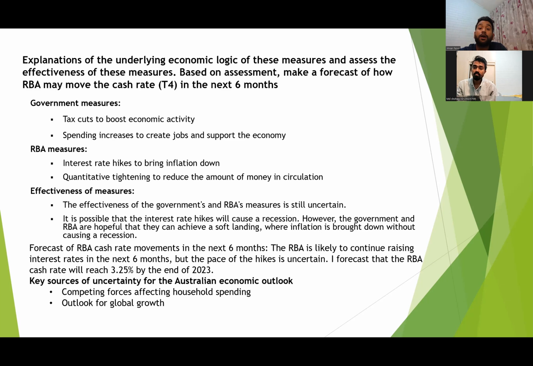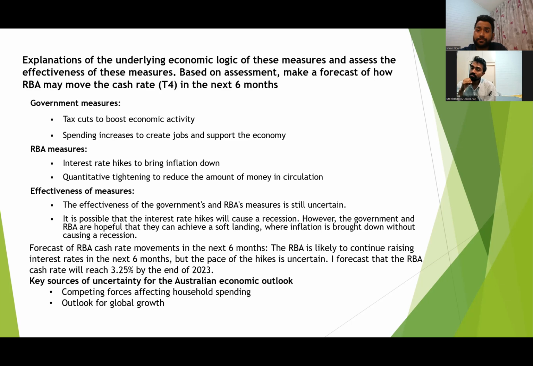To forecast RBA cash rate movements in the next 6 months, the RBA is likely to continue raising interest rates in the next 6 months, but the pace of the hikes is uncertain. The RBA will need to balance the risk of inflation and recession when making its decision. If inflation continues to rise, the RBA is likely to raise the interest rate further. However, if the economy shows signs of slowing down, the RBA may pause or slow down its interest rate rises.